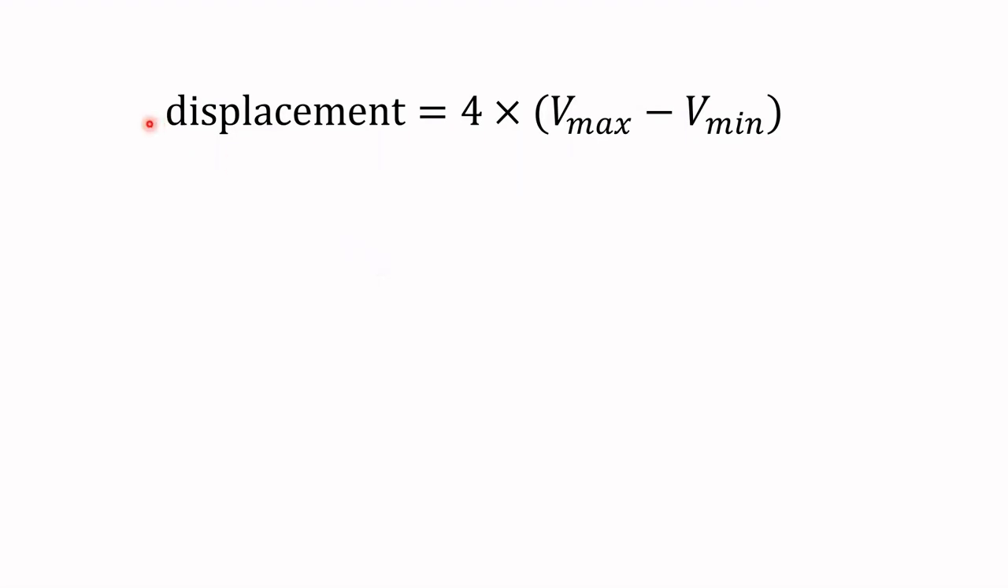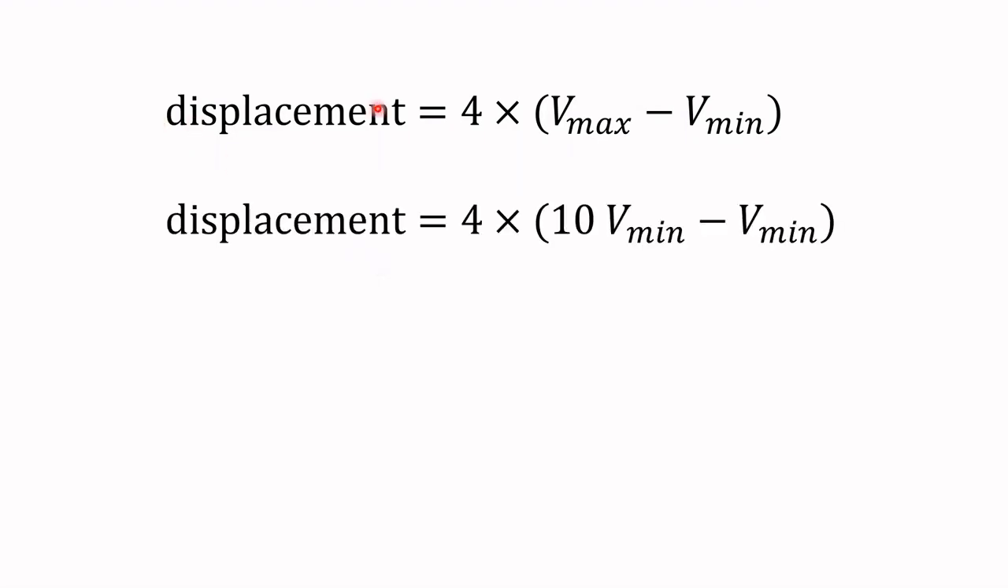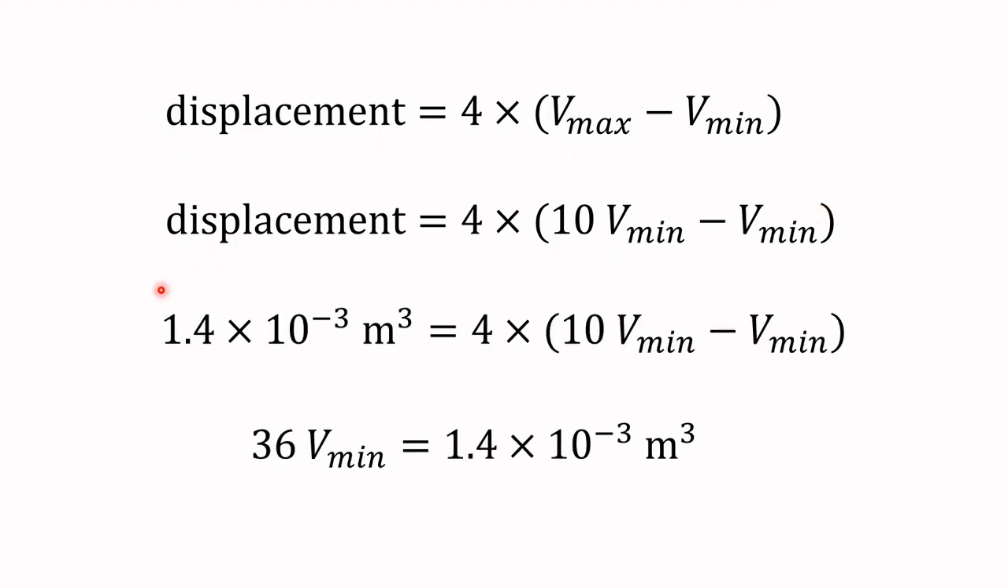So what I'm going to do is substitute that value here. And by the way, for a compression ratio of 10, Vmax should be 10 times Vmin. So now I can express this whole thing in terms of just Vmin. And here I've plugged in 1.4 liters. A liter is 1,000th of a cubic meter. Check it out. There's only one variable here, that's Vmin. I can solve for Vmin.